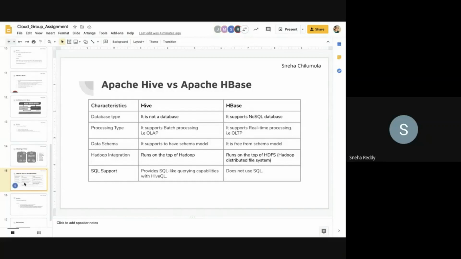Now moving to the next slide, I'll be talking about the differences between Hive and HBase. Hive is not a database, whereas HBase supports a NoSQL database. Hive supports batch processing, whereas HBase supports real-time processing. Next, Hive has a schema model, whereas HBase is free from the schema model. Last, Hive runs on top of Hadoop, whereas HBase runs on top of HDFS. And Hive uses HiveQL, which has SQL-like query capabilities, and HBase does not use SQL.